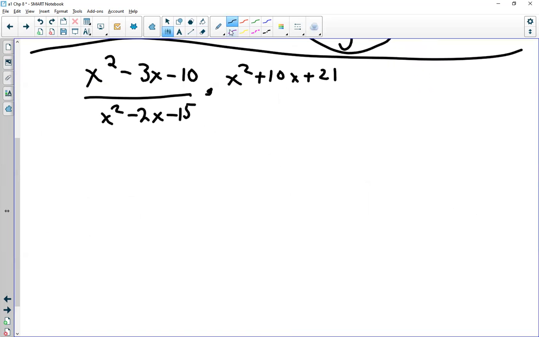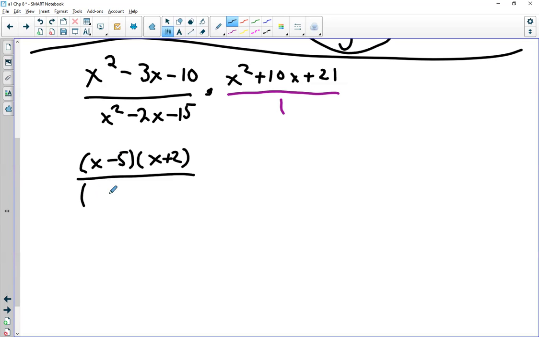For this one, it's a multiplication problem, but notice this equation is not a fraction. So we have to make it a fraction so it works. So I'm just going to put it over 1. So over here on the left, I'm going to factor each one. The better you get at factoring, the faster you can do this test. So x minus 5, x plus 2.